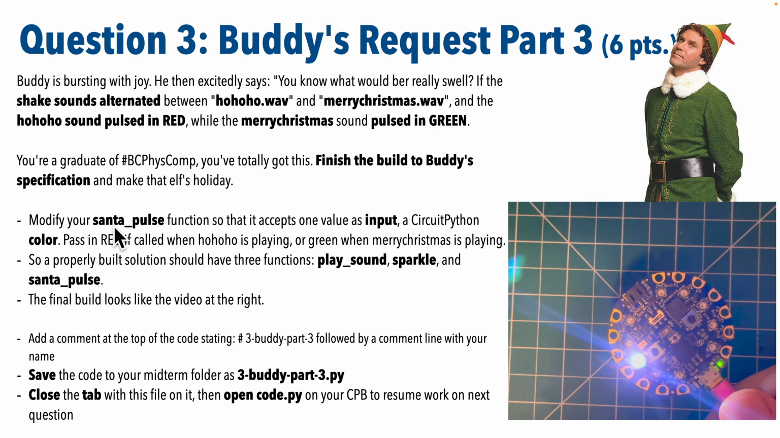So I mentioned that you should modify Santa pulse. Initially, we didn't pass any value in there because we just pulsed in red. But now we should accept one input, which passes in a color. So we'll pass red in there if we're playing ho ho ho, or green if we're playing Merry Christmas. And if we're not playing ho ho ho or Merry Christmas, we want to continue to play the jingle sound, and we want to sparkle as we've done before.